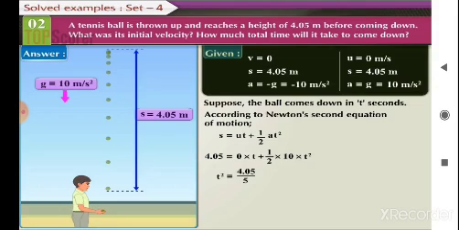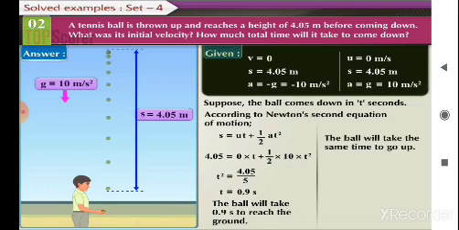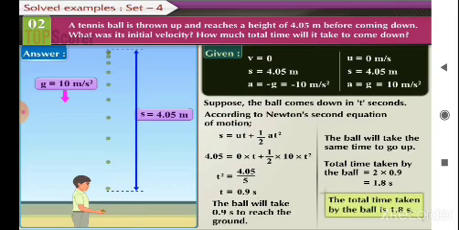T square is equal to 4.05 upon 5. T is equal to 0.9 second. The ball will take 0.9 second to reach the ground. It will take the same time to go up. Thus the total time taken is equal to 2 into 0.9 is equal to 1.8 second. The total time taken by the ball is 1.8 second.